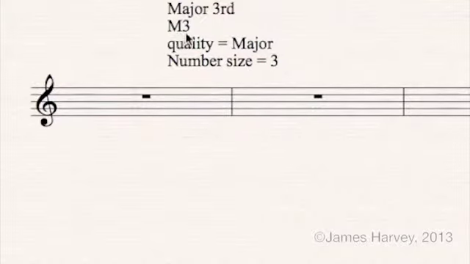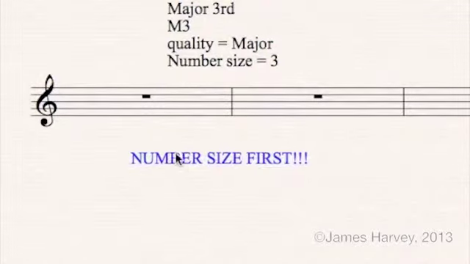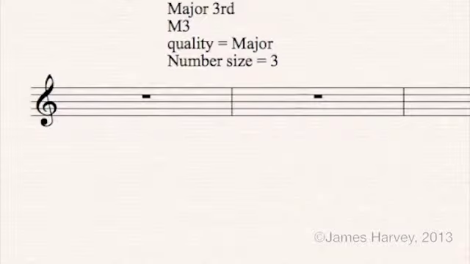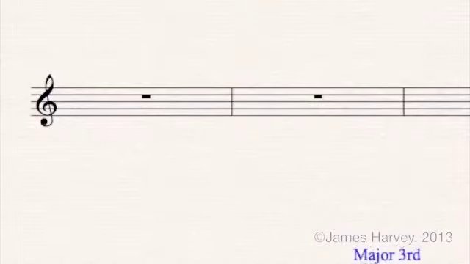Now, although in the abbreviation the quality comes first, and in the name the number size comes second, when determining intervals, you always determine the number size first. Determine the number size first. And in case I didn't mention, you determine the number size first. This is very important because if you do not, then you will be in a world of hurt. So just be careful, make sure you determine the number size first.